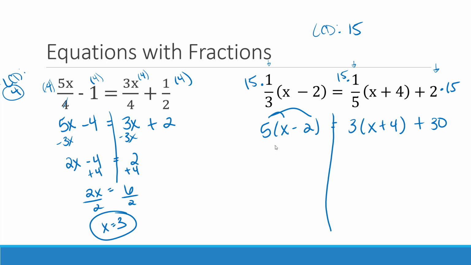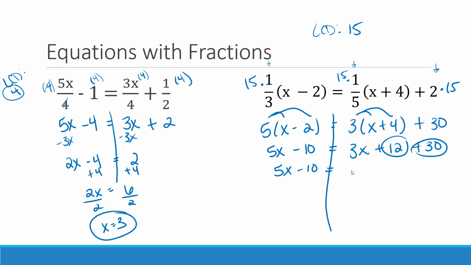So we're going to distribute. So that's going to give me 5x minus 10. This is going to give me 3x, and then 3 times 4 is going to give me 12. I'm going to combine like terms on the right hand side, so I can combine together 12 and 30. So 12 and 30 is going to give me 42. I'm going to move the 3x over. So this is going to give me 2x minus 10 is equal to 42.